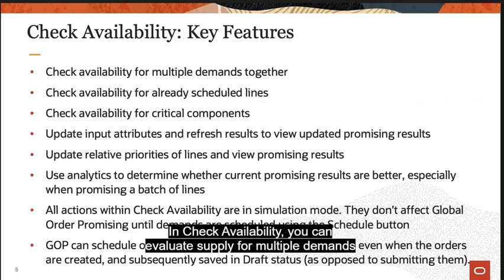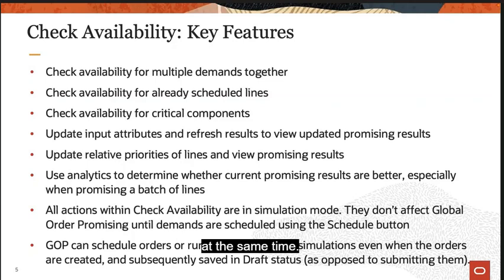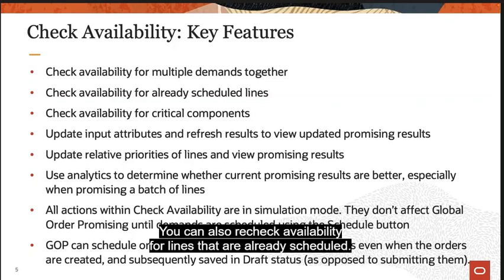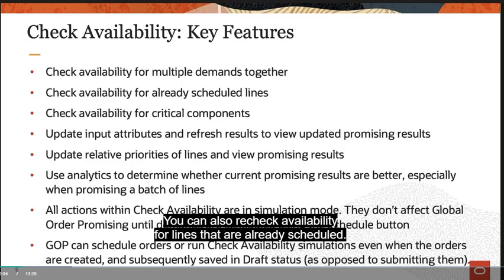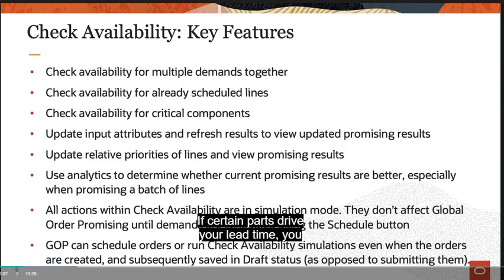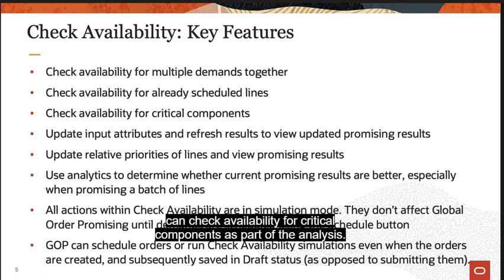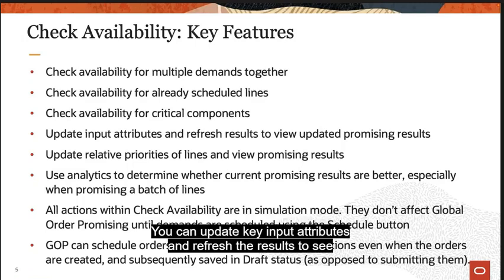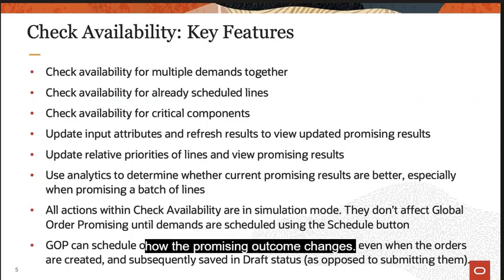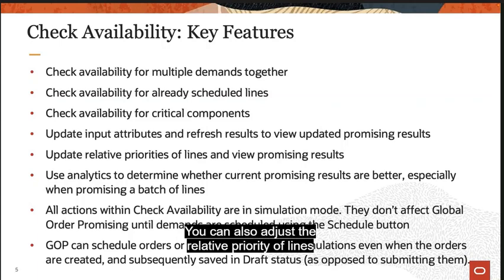In check availability, you can evaluate supply for multiple demands at the same time. You can also recheck availability for lines that are already scheduled. If certain parts drive your lead time, you can check availability for critical components as part of the analysis. You can update key input attributes and refresh the results to see how the promising outcome changes. You can also adjust the relative priority of lines and immediately review the updated promising results. When you're working with a batch of lines, you can use analytics to compare outcomes and determine whether the current promising results are the best option.